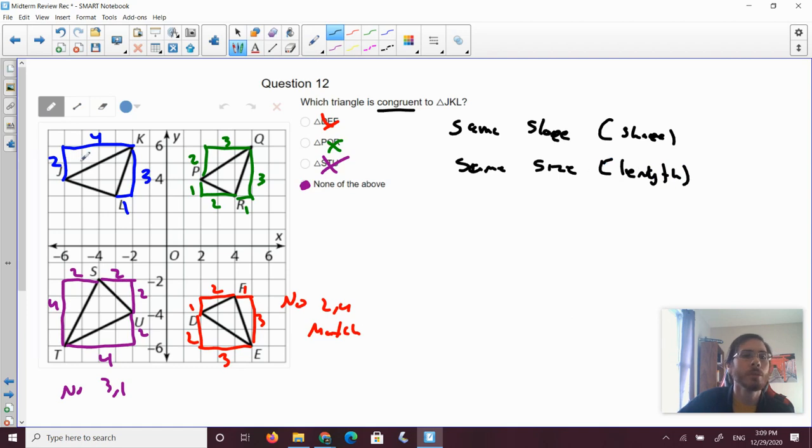Again, if you wanted to, you could plug 2 and 4 into the distance formula. That gives you the square root of 20. And the purple one's the only one that has the side with the square root of 20. If we plug 3 and 1 into the distance formula, we get the square root of 10. And the purple one does not have a square root of 10 length. So it's out. That's the end of that one.